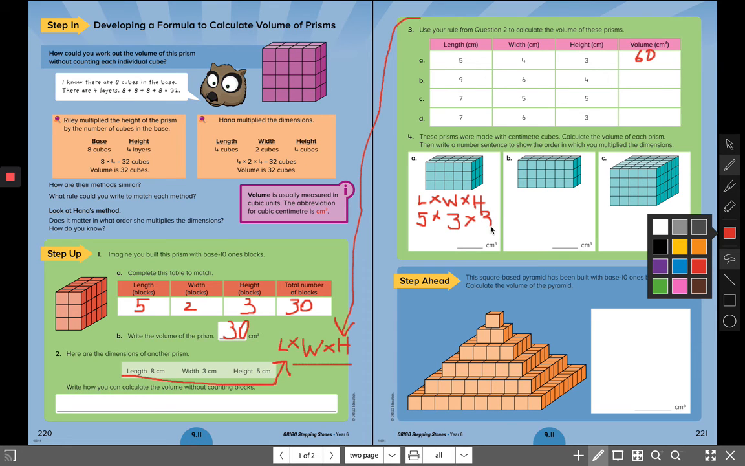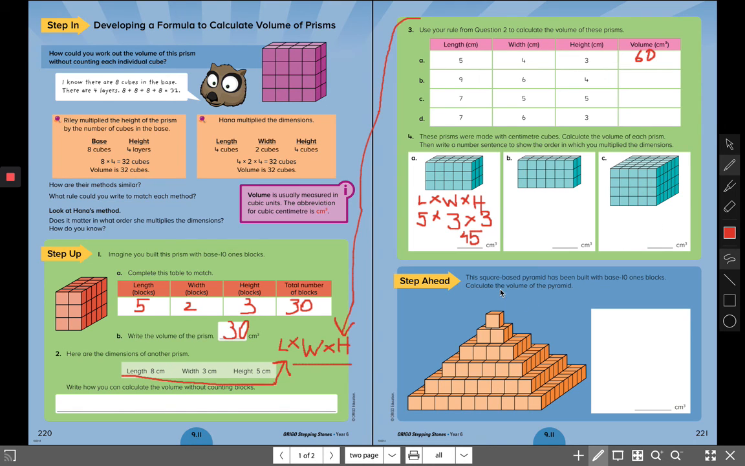So 5 times 3 is 15, times 3 is going to be 45. And just to show you that the order doesn't matter, I will do it a different way. If I were to multiply 3 and then another 3, which will be 9, and then times 5, we would still end up with 45. So I think you'll be able to do these two by yourself really successfully. Nice and easy lesson today.